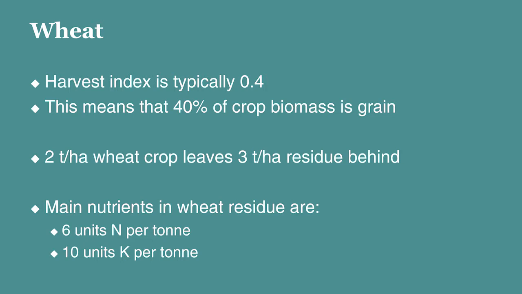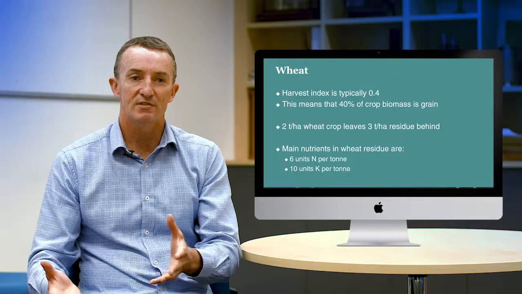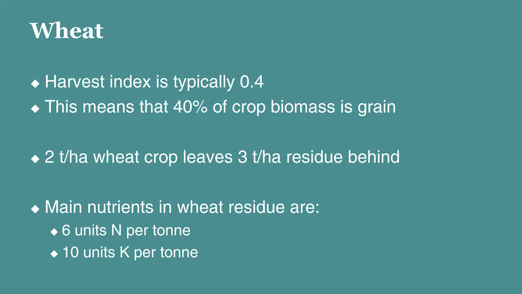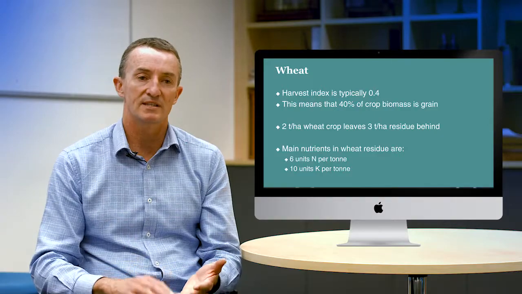If we do the maths on this residue, typically a wheat crop has a harvest index of 0.4. That means that 40% of the crop's biomass is grain and the remaining 60% is residue. So for a 2-tonne wheat crop, we have 3 tonnes per hectare of residue left behind. The main nutrients in these residues are nitrogen and potassium. There are other nutrients, of course, but the big ones are nitrogen and potassium.